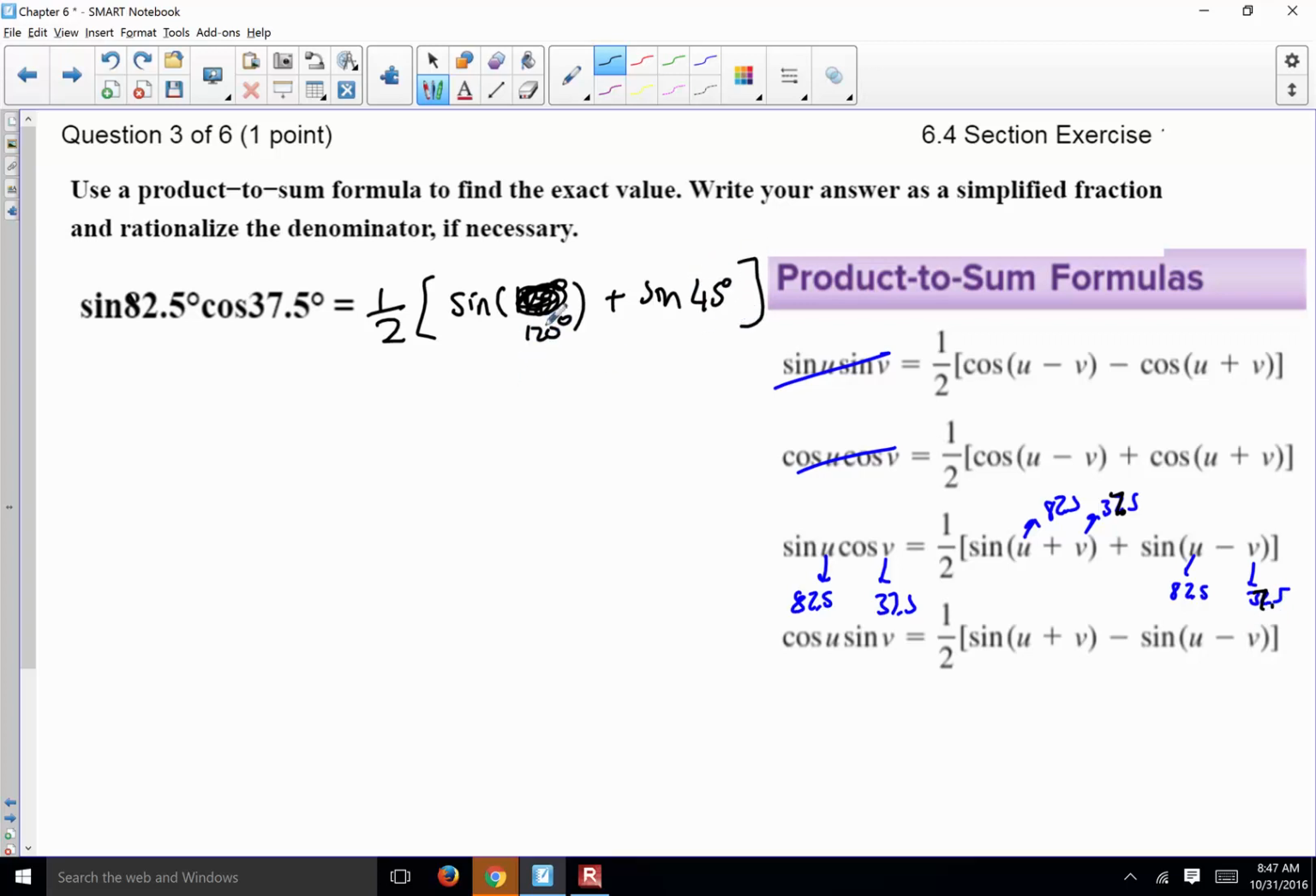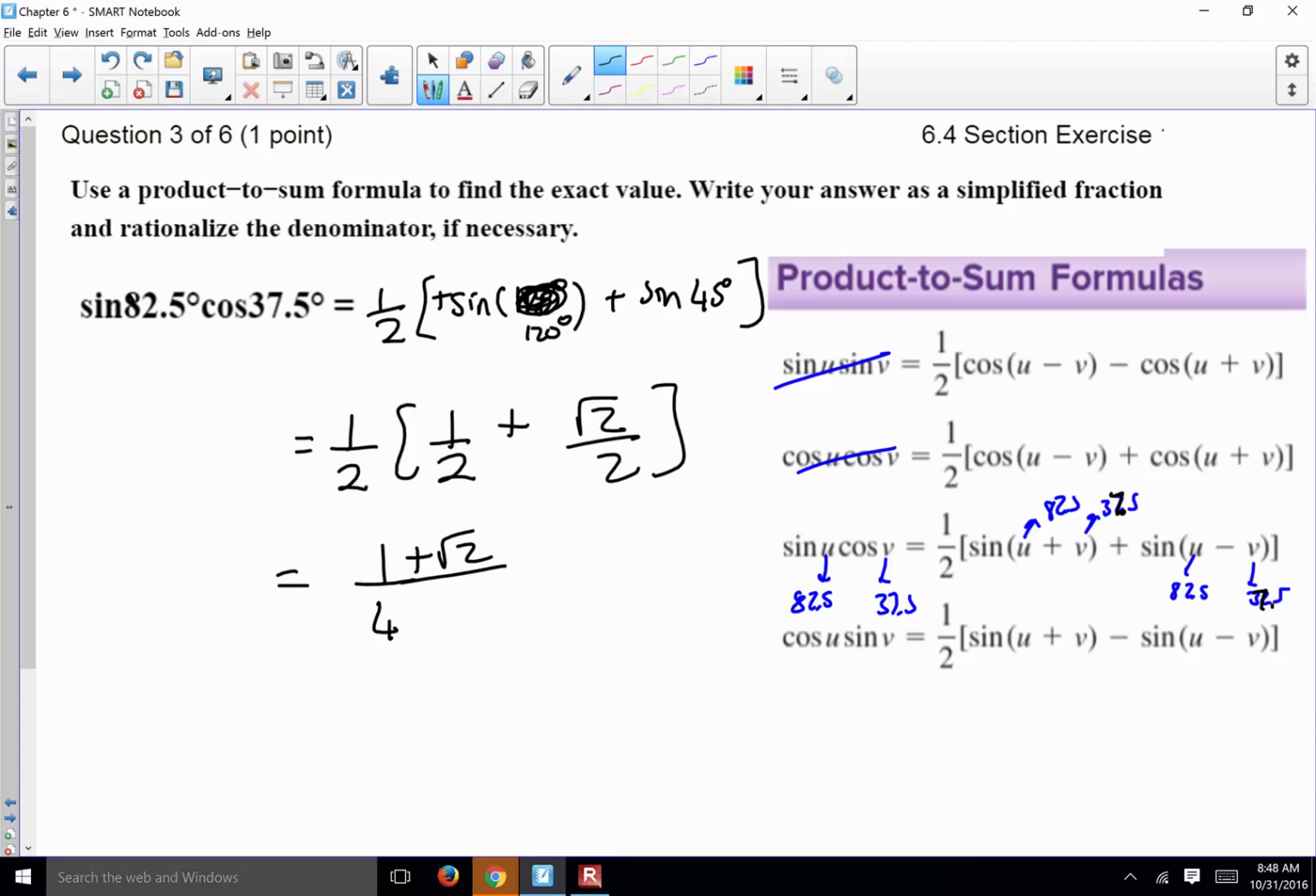Alright, sine 120 has a reference angle of 60. Sine in quadrant 2 is positive. So it's positive, sine 60 is root 3 over 2, and sine 45 is root 2 over 2. So when I multiply with 1 over 2, add first 1 plus root 2 and multiply by 1 over 2, it's 1 over 4 of 1 plus root 2. Again, this makes 1 plus root 2 over 2, and I multiply by 1 over 2, it's 1 over 4 times 1 plus root 2 over 2.